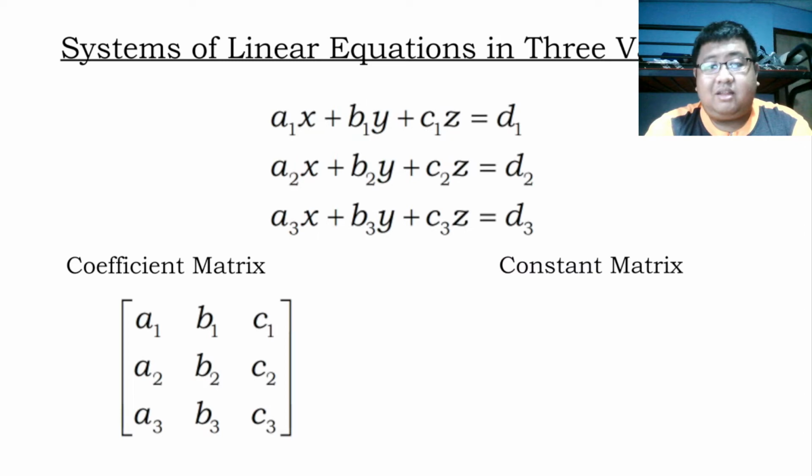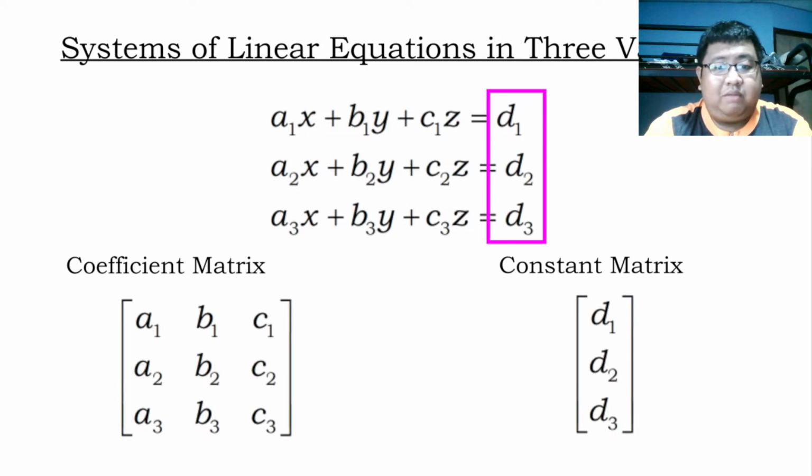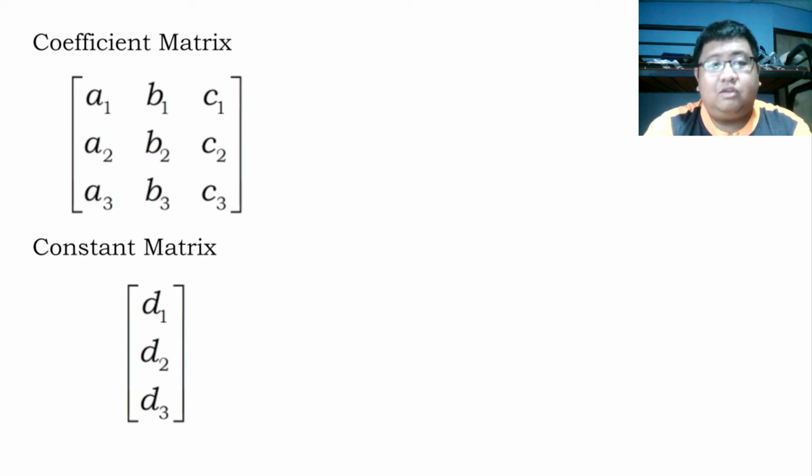As for the constant matrix, well, as the term implies, it's comprised of the constants. So we'll be using the d's there, d1, d2, and d3. And that will be your constant matrix. So there are 2 matrices. These 2 matrices, you will use them to set up your determinants. So magpapauna ko na guys, there are four determinants you're going to take for you to solve the system of equations in 3 variables. The first determinant you're going to take is D.